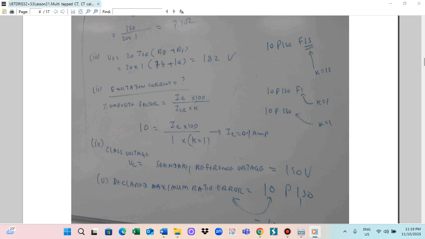So another thing is that we can also calculate another equation, the class voltage. Class voltage VC. VC equal to 20 times ISR into RB plus RS. So in this case, VC is the class voltage. ISR is the rated secondary current.